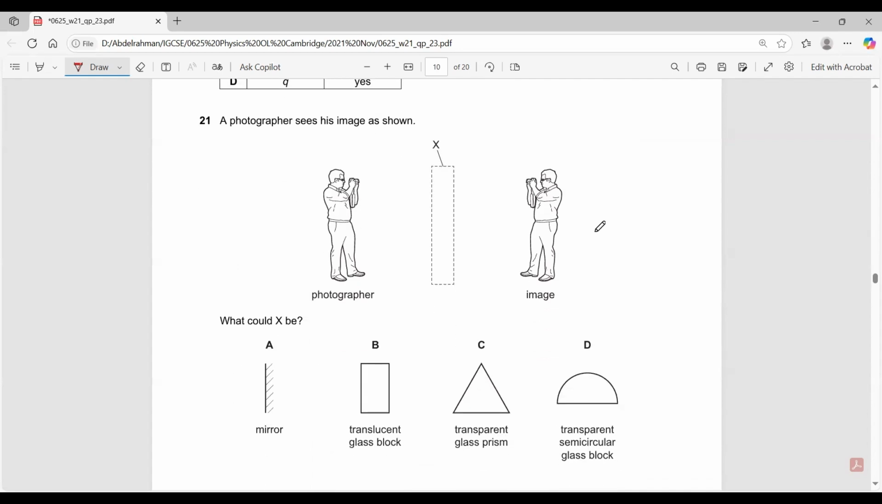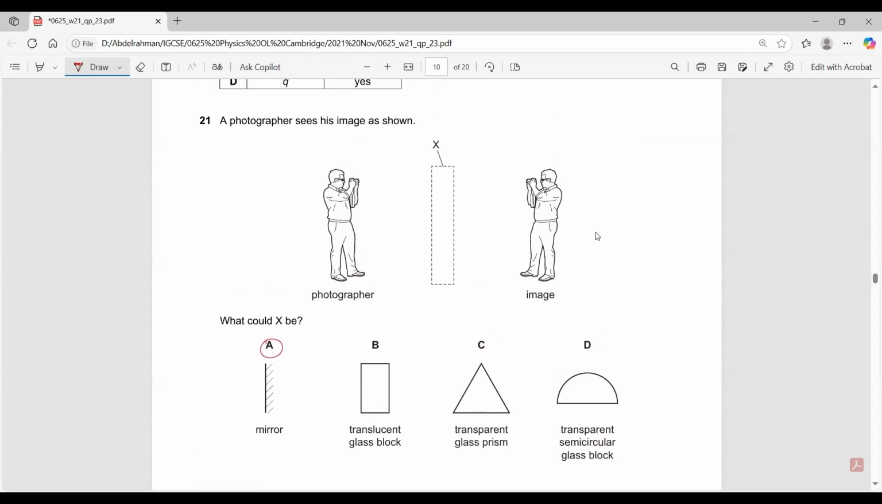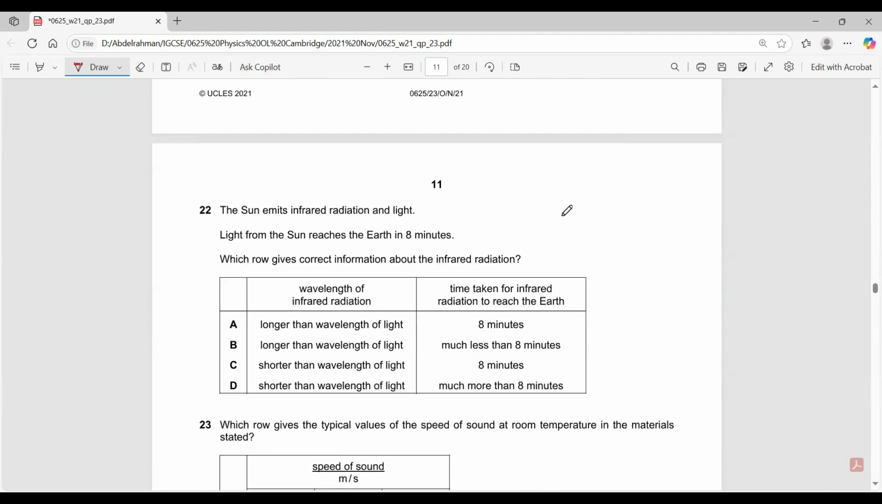A photographer sees his image as shown. What could X be? X could only be a mirror, right? X could only be a mirror so that he could see his image on the other side, and it is laterally inverted. Yes, laterally inverted.